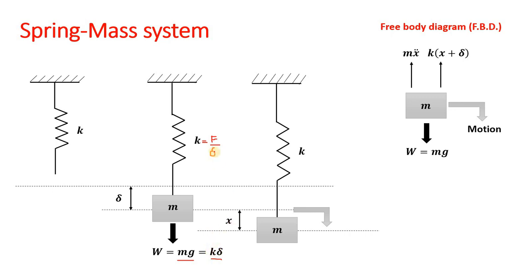Now using all these forces, we'll draw the free body diagram for this third case. So in the third case, what we have done over here is that we have displaced this particular mass by an amount of x in the downward direction, or in this particular direction of motion. For this third figure, we have drawn the free body diagram.